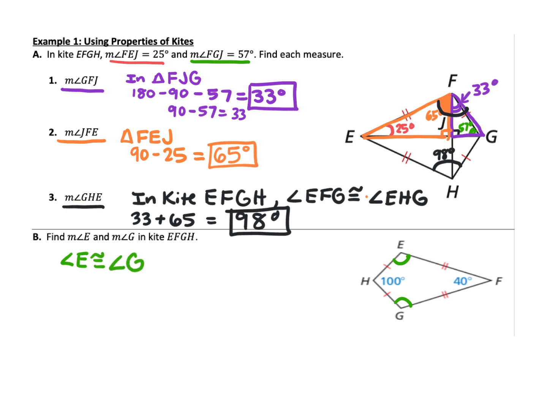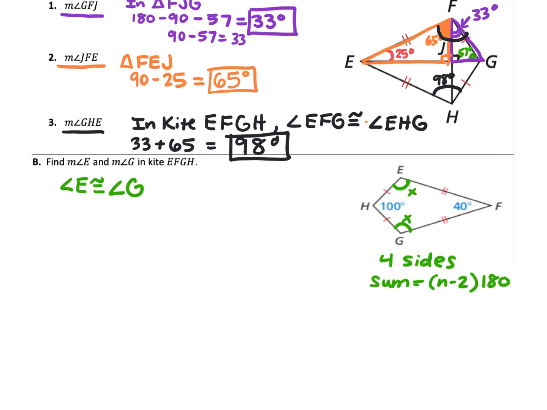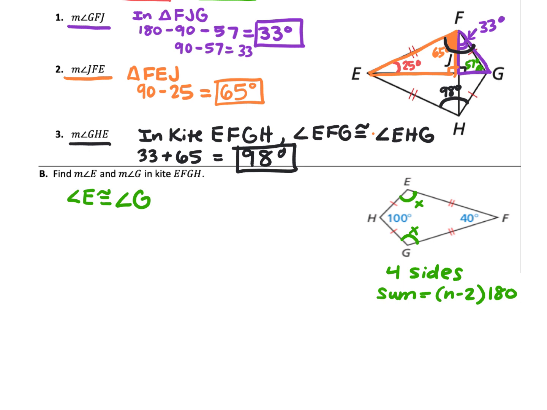We also know that since this has 4 sides, the angle sum, which is n minus 2 times 180, is going to be equal to 4 minus 2 times 180, which is 2 times 180, or 360 degrees. So the 4 angles in any quadrilateral, and a kite is a quadrilateral, will always add to 360.